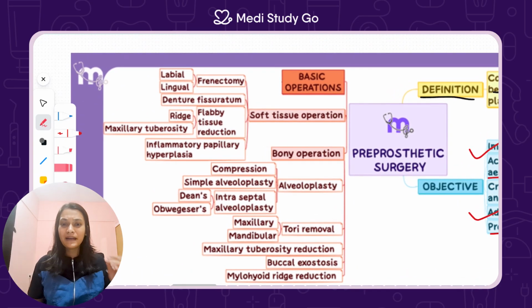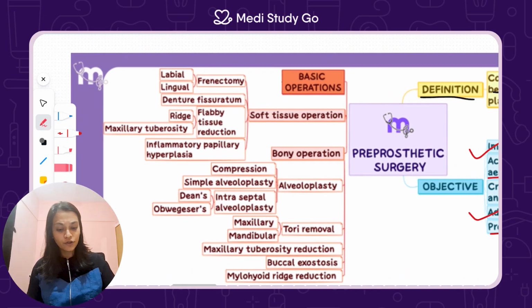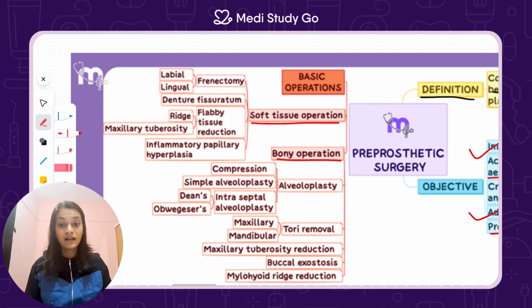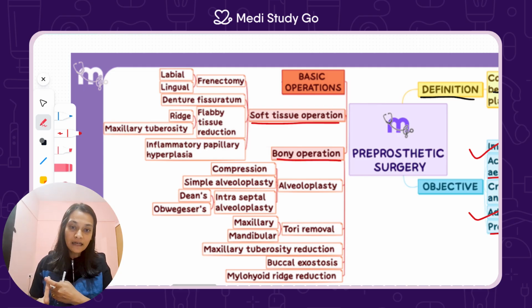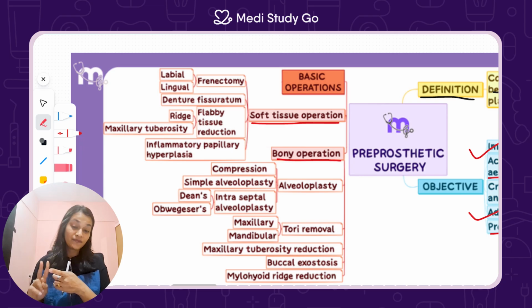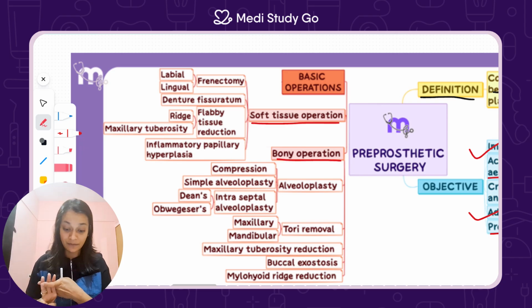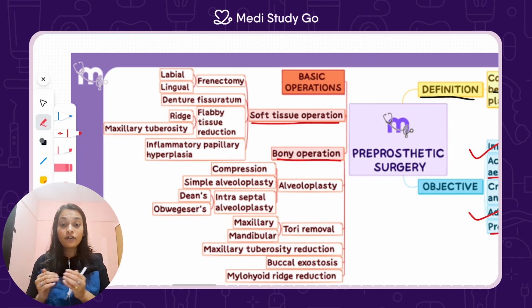Now what are the basic procedures? It can be divided into two types: soft tissue and hard tissue. In soft tissue, there can be a frenum that is hindering, there can be flabby tissues, there can be inflammatory tissues present. All of these need to be removed before placing the denture, because movable tissues are not favorable for our dentures. It always has to be the resilient tissue which is firm in nature.